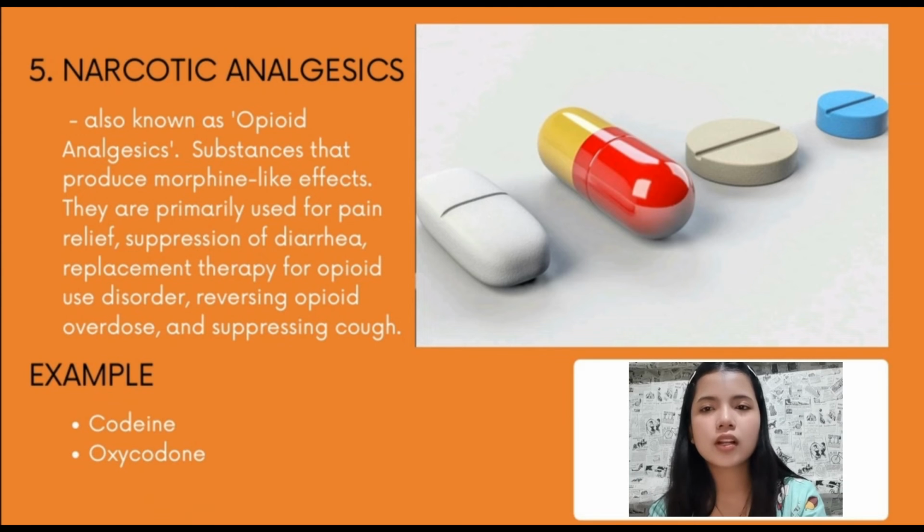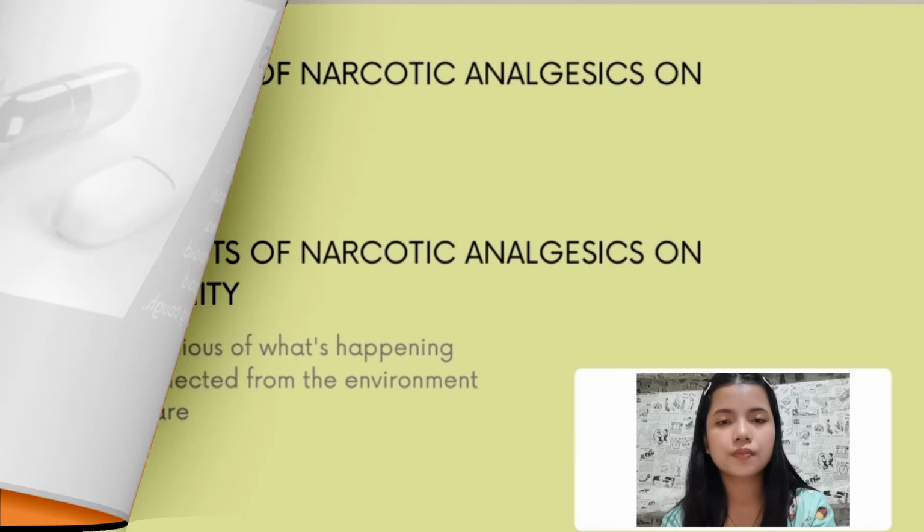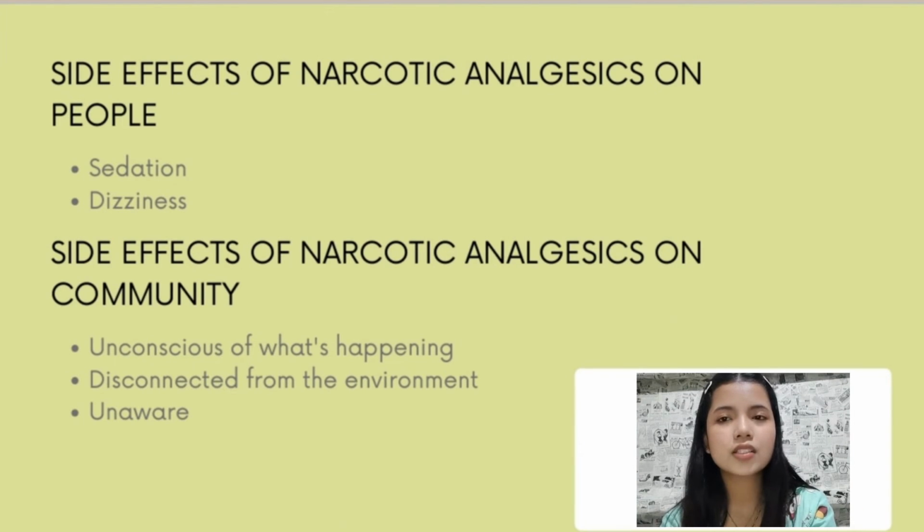Number 5. Narcotic analgesics. It is also known as opioid analgesics. Substances that produce morphine-like effects. They are primarily used for pain relief, suppression of diarrhea, replacement therapy for opioid use disorder, reversing opioid overdose, and suppressing cough. Examples are codeine and oxycodone. Side effects of narcotic analgesics on people: sedation and dizziness.